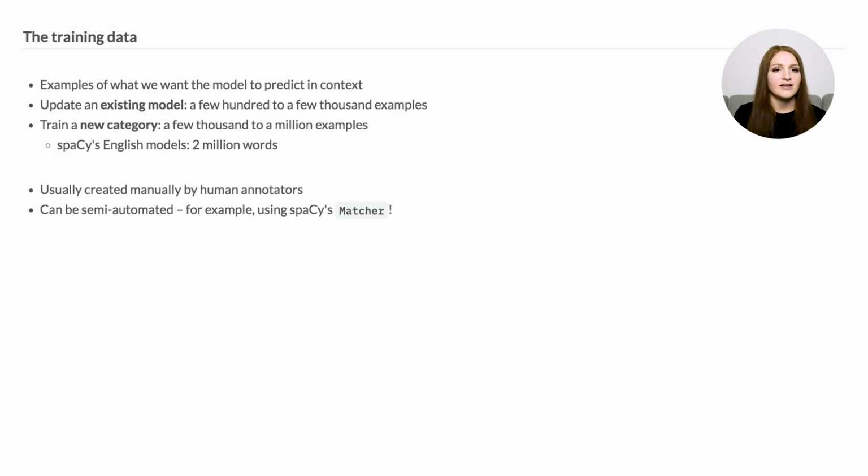The training data tells the model what we want it to predict. This could be texts and the named entities we want to recognize, or tokens and their correct part-of-speech tags. To update an existing model, we can start with a few hundred to a few thousand examples. To train a new category, we may need up to 1 million. spaCy's pre-trained English models, for instance, were trained on 2 million words, labeled with part-of-speech tags, dependencies, and named entities. Training data is usually created by humans, who assign labels to texts. This is a lot of work, but can be semi-automated, for example, using spaCy's matcher.